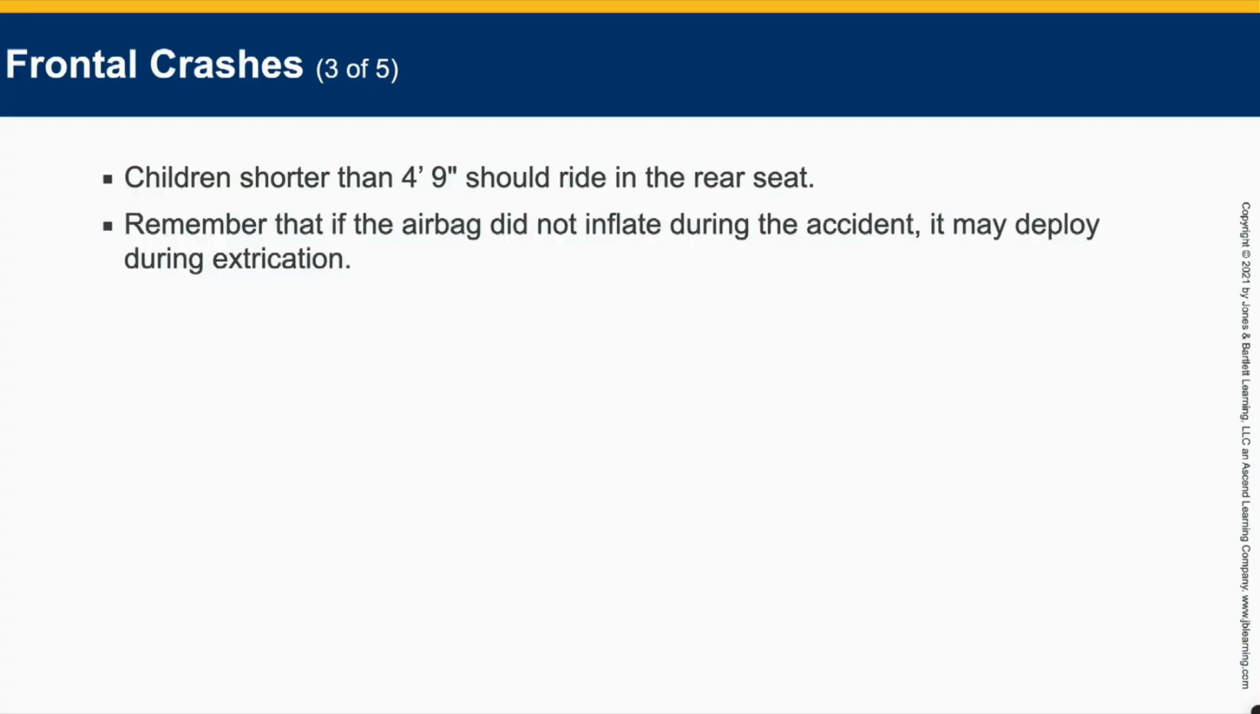A couple of important safety considerations with frontal crashes, especially when it comes to special populations and scene awareness. First, children shorter than 4'9" should always be in the rear seat. That's because airbags, while protective for adults, can actually cause serious injury to smaller children in the front seat. And then, from a provider safety standpoint, if an airbag did not deploy during the crash, you need to assume it still could deploy during extrication. So you always want to be aware of undeployed airbags and avoid positioning yourself directly in their path.